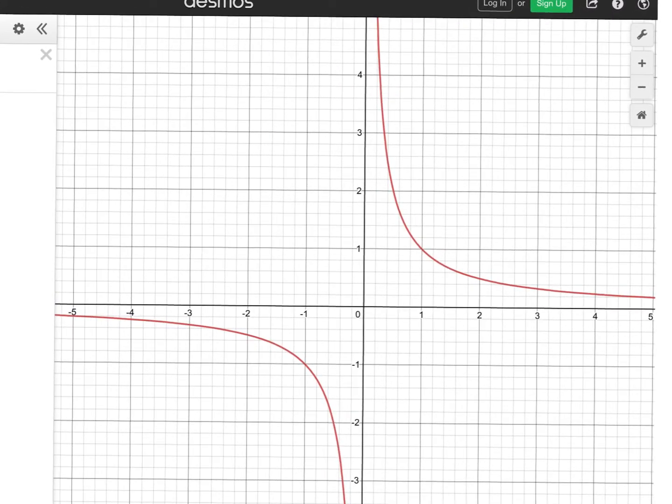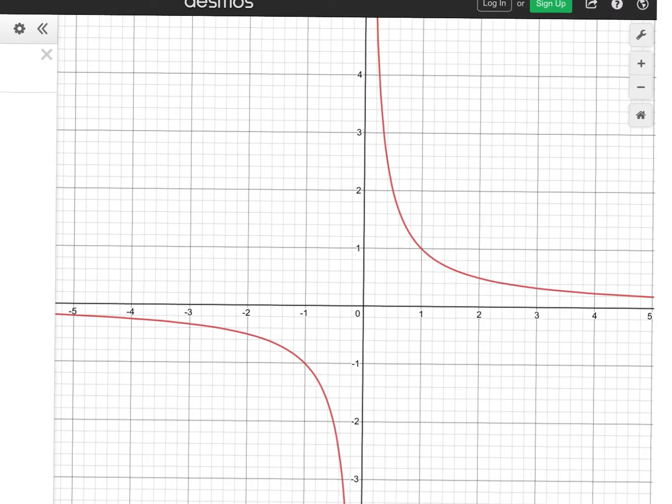And we also talked about the asymptotes that exist right here. In this case, the x-axis is an asymptote, and also the y-axis is an asymptote. And we should know what an asymptote is. It means that your graph forever approaches it, but never actually gets to it, right?